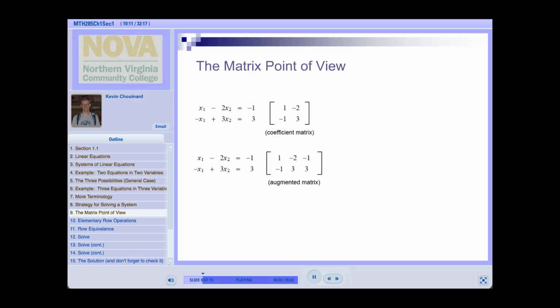Now, an important part of that is that the system of equations be in standard form. You have all the x sub 1 terms first, all the x sub 2 terms second, the equal signs lining up, and then the constant terms on the right-hand side.